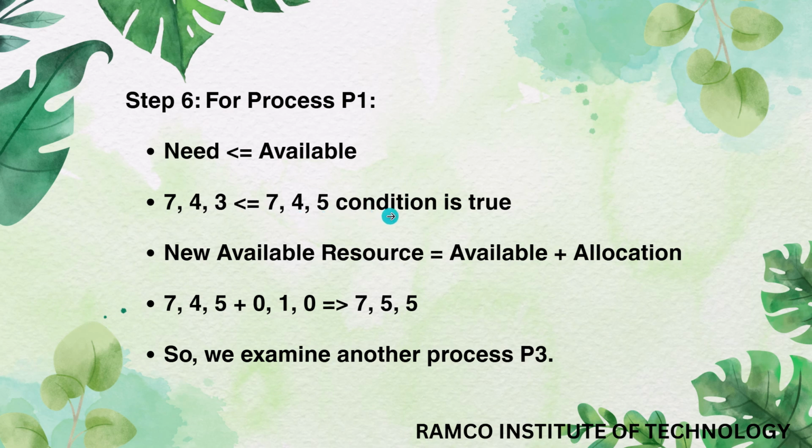Now the condition is true because 7 is equal to 7, again 4 is equal to 4, 3 is lesser than 5. So now the condition is true. In this stage we can make the process enter into the safe sequence. So once the process has entered into the safe sequence, we need to update the available. So here we are updating the available 7 4 5 and allocation 0 1 0. So new available resources are 7 5 5. So in this stage we can move to the next process.